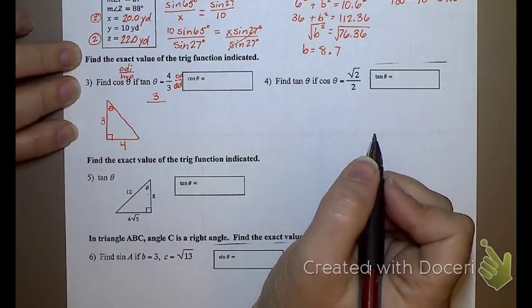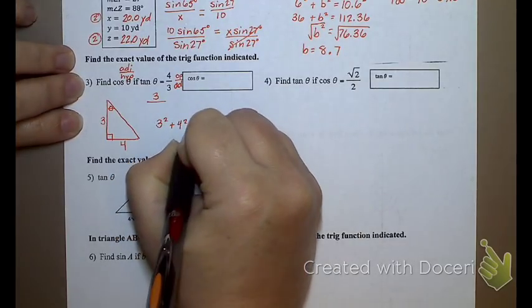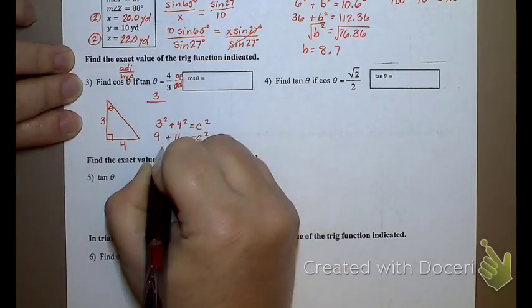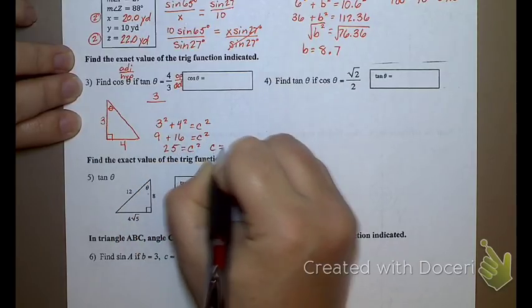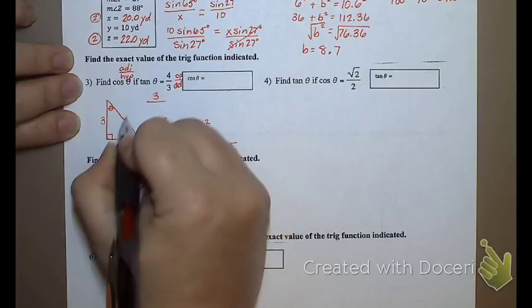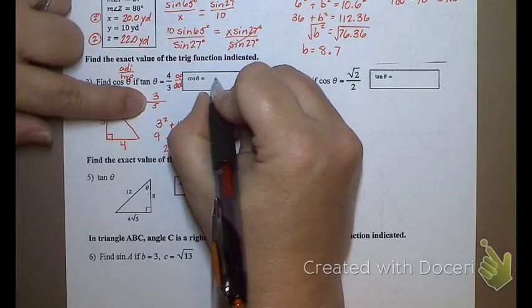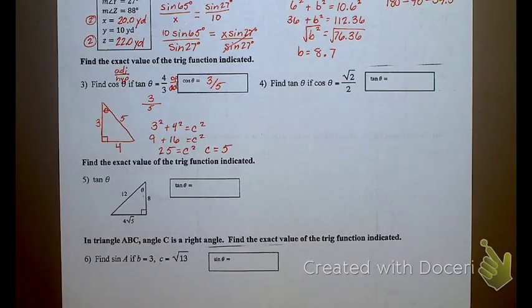How do I find the hypotenuse? Pythagorean theorem. 3 squared plus 4 squared equals c squared. 9 plus 16 equals c squared. What is 9 plus 16? 25 equals c squared. So what is c? 5. So if I put that hypotenuse value on the bottom of my fraction, can that reduce? Nope. So my answer is just 3 over 5. All fractions, if they can be reduced, must be reduced.